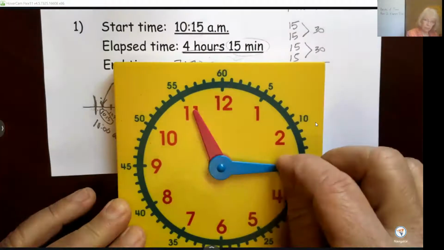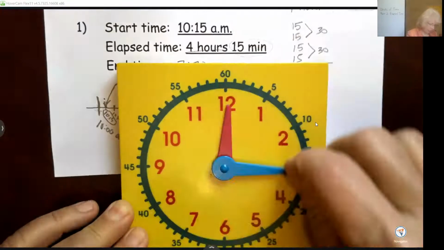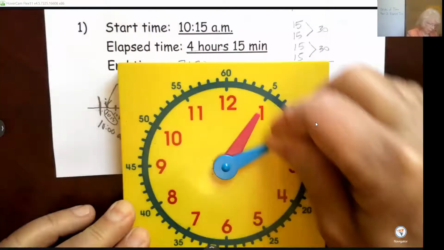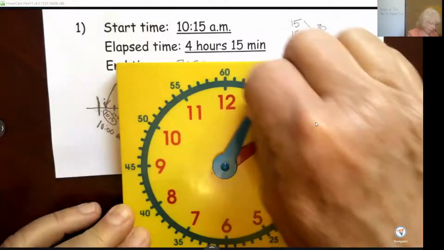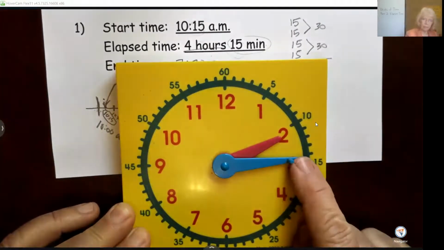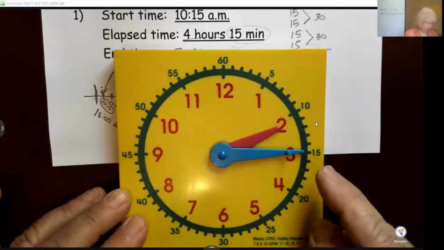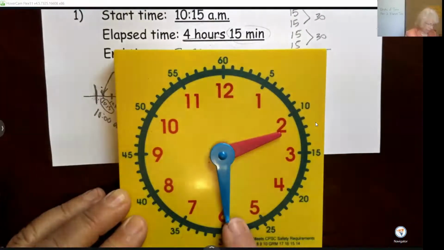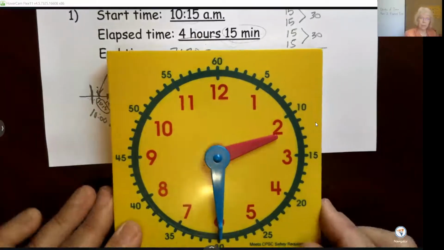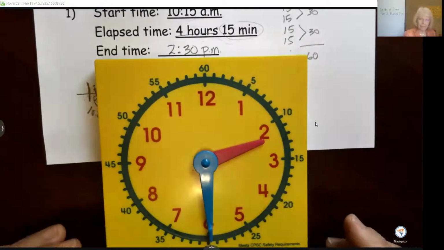We have 1, 2, 3, and 4. Am I done? No. 15 more minutes, so I'm going to count it out by 5s. 5, 10, 15. And lo and behold, I end up at 2:30.